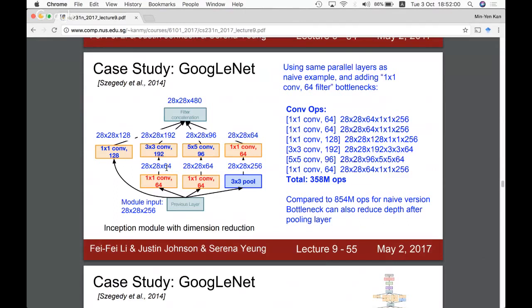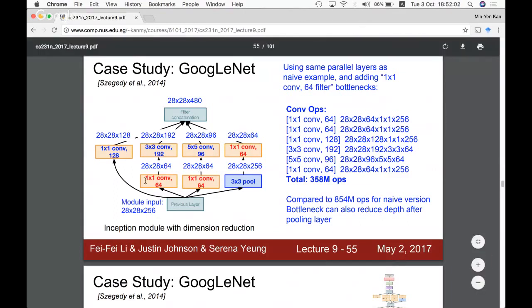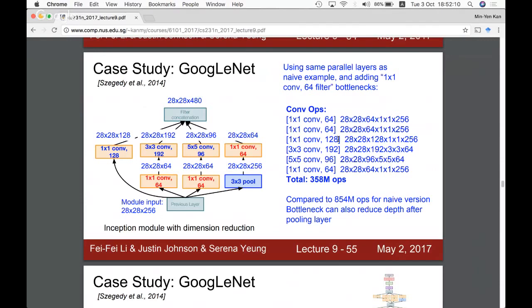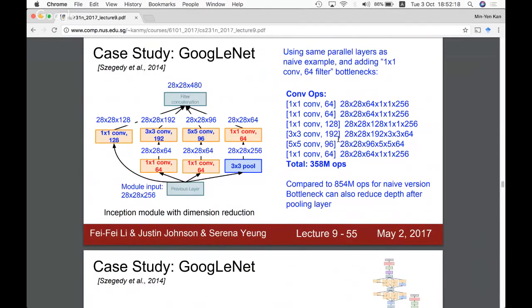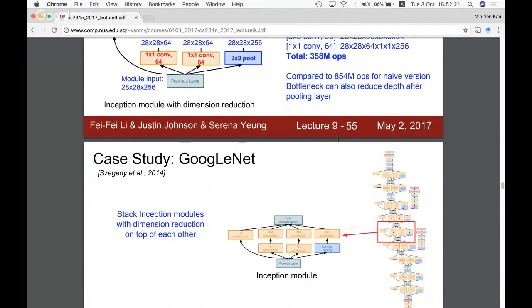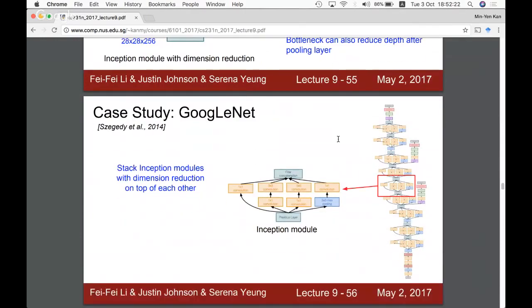Overall, when you apply the same thing across the whole inception module, the same calculation, which was around 854 million operations, reduces to 358 million operations. That is less than half of what you were doing initially. Because of this, you are able to calculate your parameters more efficiently.